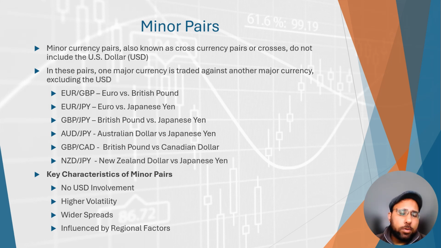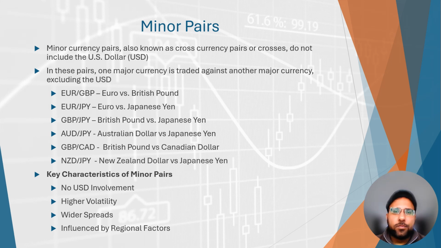And the next section would be some characteristics of minors. One is obviously the obvious one. There's no USD involvement, so they don't include dollars. So their movements are purely driven by the strength in each region. Without having the dollar, you naturally will experience slightly less liquidity, which can lead to higher volatility. So you will see more exaggerated swings, especially in the likes of sterling yen or euro yen. They do tend to have massive price swings.